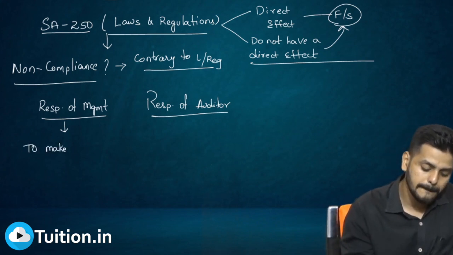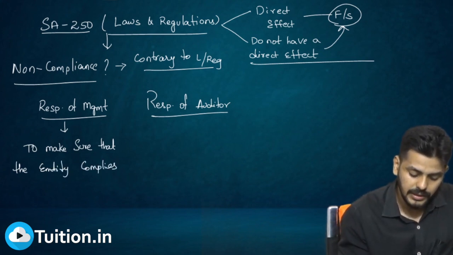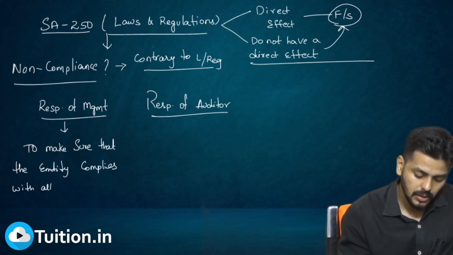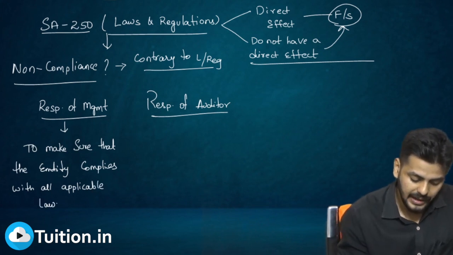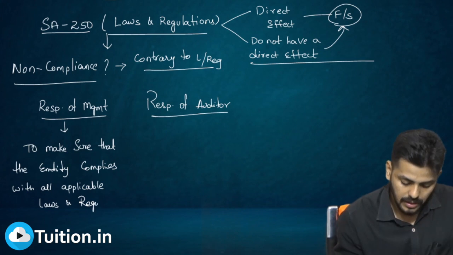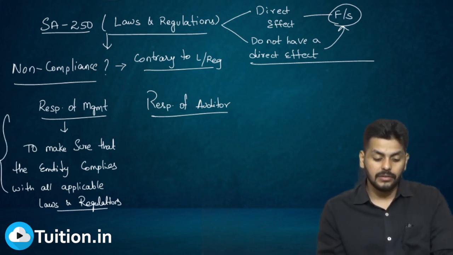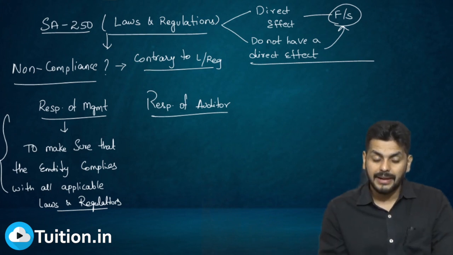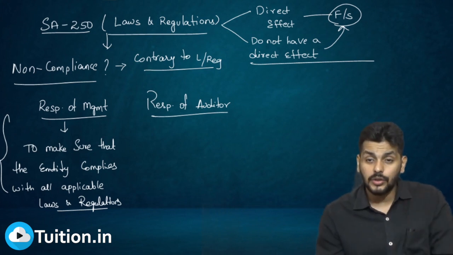What is the responsibility of management? To make sure that the entity complies with all applicable laws and regulations. This is the part of the story here, right? So non-compliance talks about the responsibility of management, wherein they make sure that the entity complies with all applicable laws and regulations. Then what is the duty of the auditor?